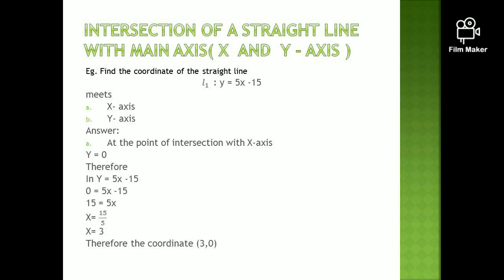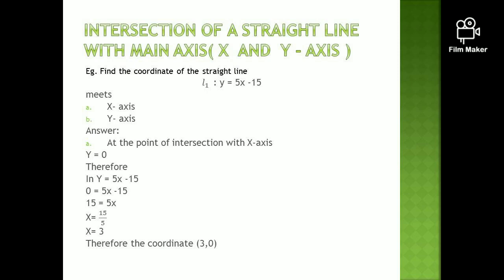Let's try to understand the previously learned theories from these examples. We need to find the intersection of the straight line y equals 5x minus 15 with part A, the x-axis, and part B, the y-axis. Let's try to answer part A.